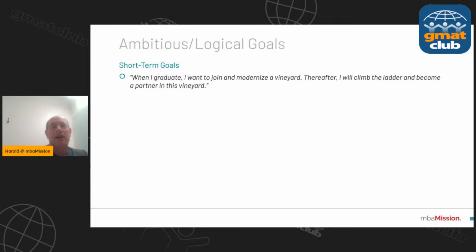Okay, now let's talk even a little bit deeper here. My short-term goals, again, let's stay on goals. Let's think about logic here. A short-term goal: when I graduate, I want to join and modernize a vineyard. Thereafter, I will climb the ladder and become a partner in this vineyard. I could say it, anybody could say it. And the reality is that anybody can say it. That means it's probably not particularly valuable.